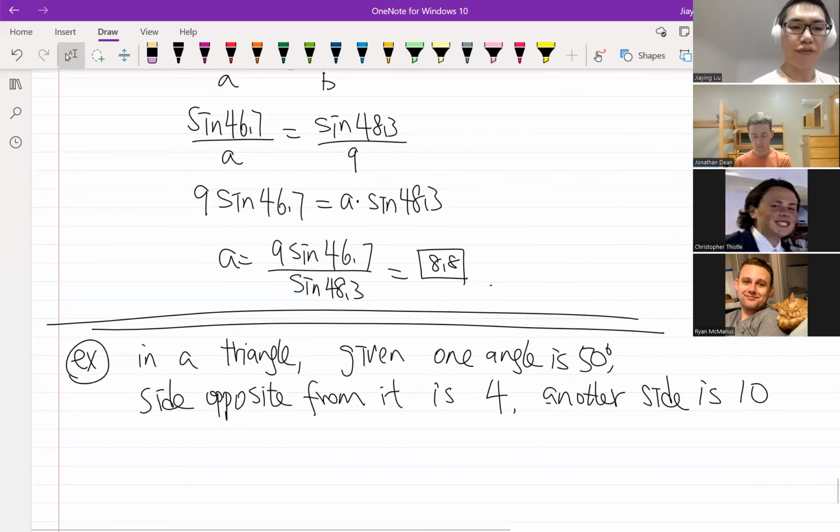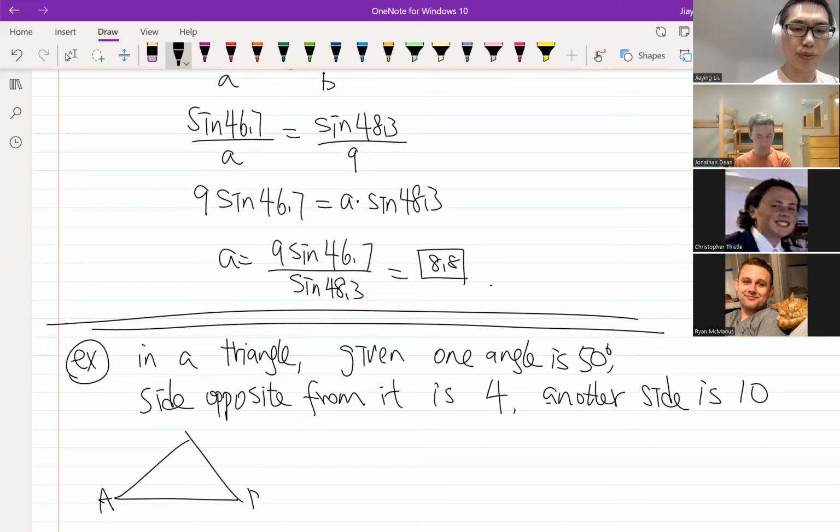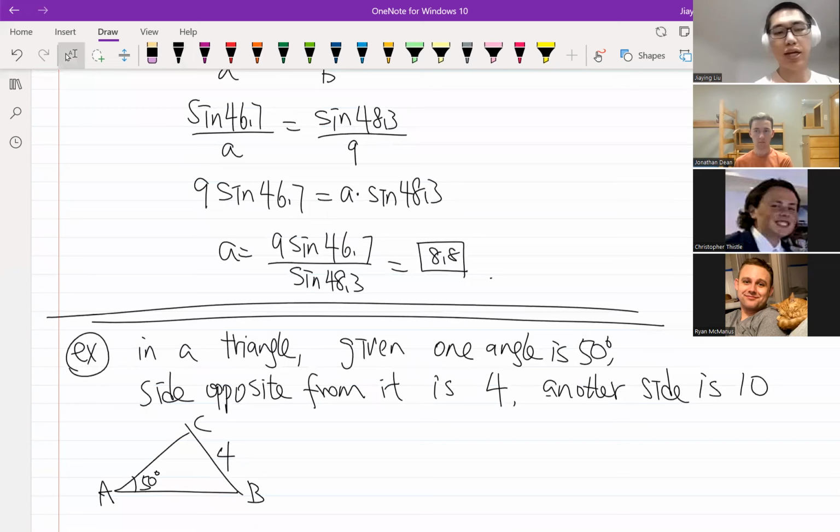So if I graph it, suppose this is my triangle ABC. Angle A is 50 degrees, and the side opposite from A is going to be 4. There's another side that's going to be 10. It doesn't matter whether I say AC equals 10 or AB equals 10, it doesn't really matter which side. It's going to be angle-side either way.